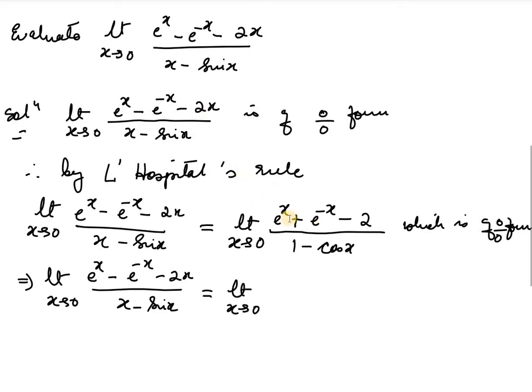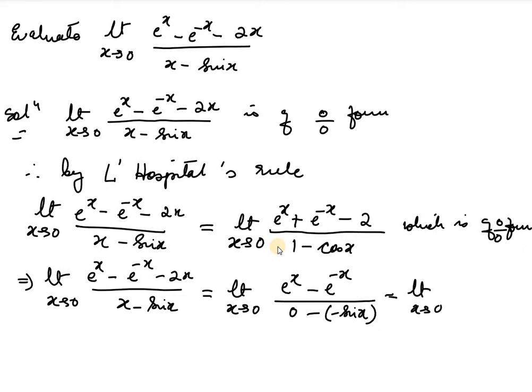Now differentiate this one. If you differentiate this one, then you get e to the power x itself, then differentiation of e to the power minus x will be minus e to the power minus x, differentiation of 2 will be 0. And in the denominator, differentiation of 1 will be 0, and then differentiation of cos x will be minus sin x. So here this one is equal to limit x tends to 0 of (e to the power x minus e to the power minus x) by sin x.